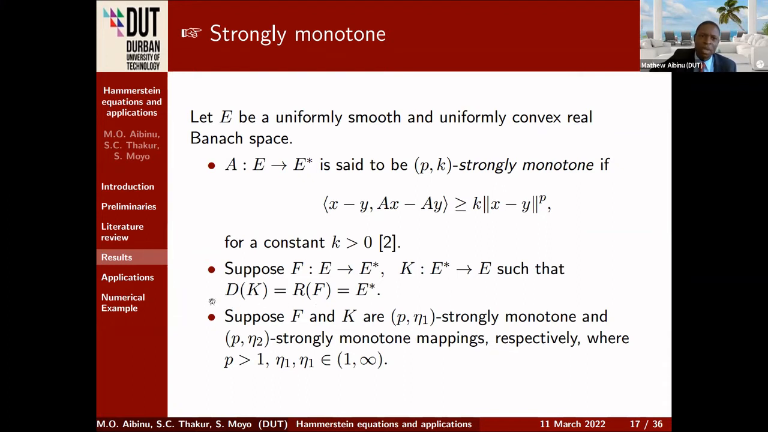Now suppose F is from E to E star and K is from E star to E, such that the domain of K is equal to the range of F, which is E star. And also suppose F and K are p eta 1 strongly monotone and p eta 2 strongly monotone respectively, where p is greater than 1, eta 1 and eta 2 are in 1, infinity.